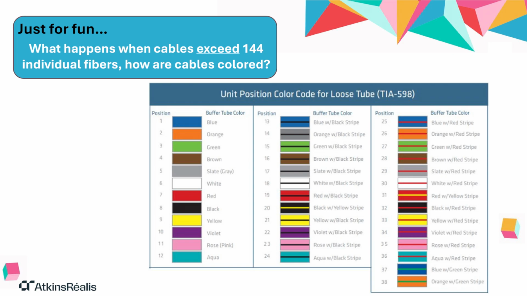Okay, layers upon layers. Fibers in tubes, tubes in the cable. What else is inside that main cable jacket besides the buffer tubes? Right. The final doll in our nesting set.